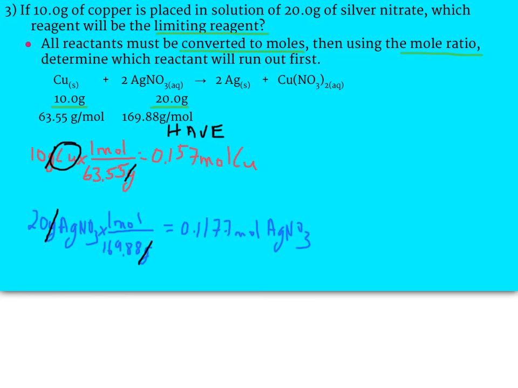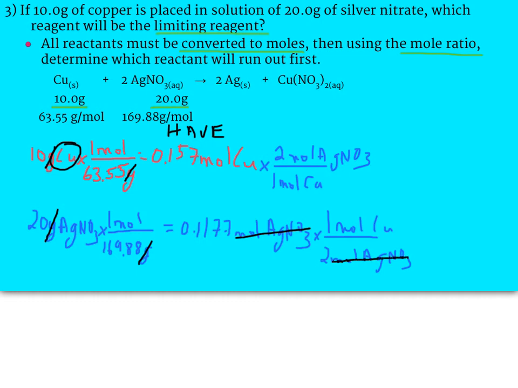Now we're going to do the exact same thing we did in the last question and figure out which one runs out first. So I know that up here, I am going to have 1 mole of copper for every 2 moles of AgNO3. And on the bottom, I know that I'm going to have 2 moles of AgNO3 for every 1 mole of copper. I can cross out my moles of AgNO3 and my moles of copper.